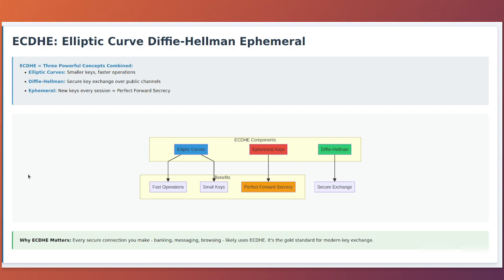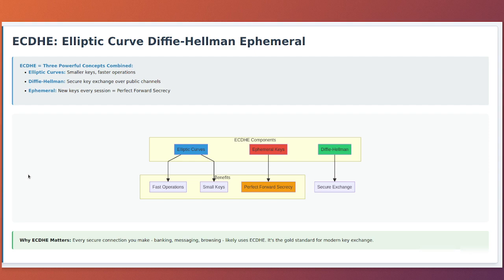Today, we're diving deep into ECDHE, elliptic curve Diffie-Hellman ephemeral. This might sound like a mouthful, but I promise you'll understand not just what it is, but why it's the gold standard for secure key exchange in modern cryptography.